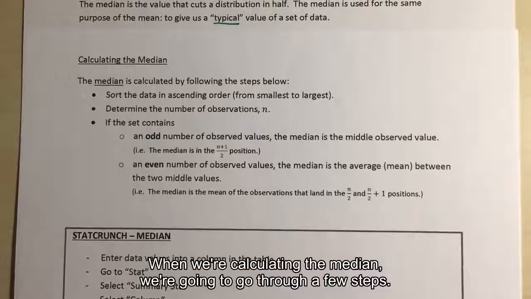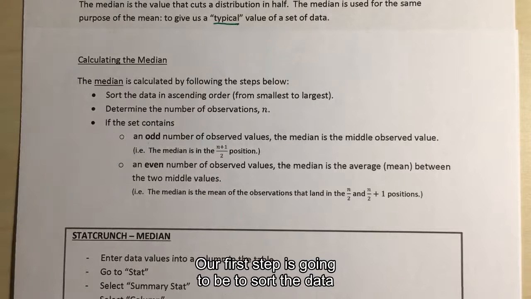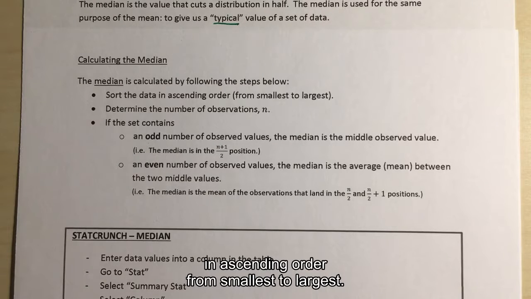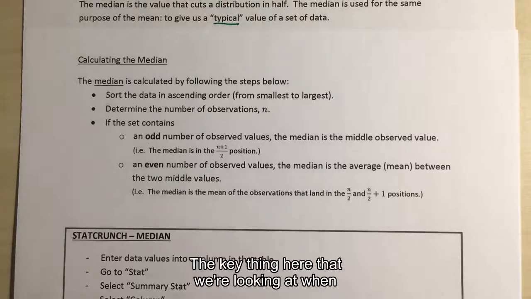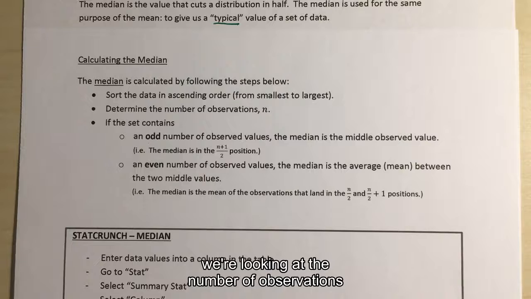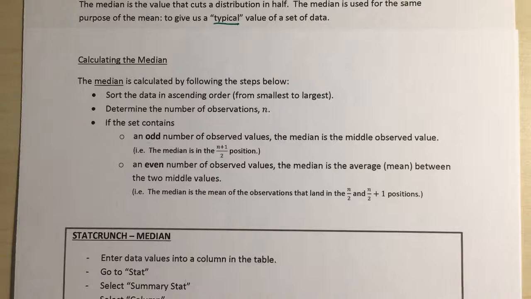All right, when we're calculating the median, we're going to go through a few steps. Our first step is going to be to sort the data in ascending order from smallest to largest. Then we're going to determine the number of observations. And the key thing we're looking at is, do we have an even number of observations or an odd number of observations?